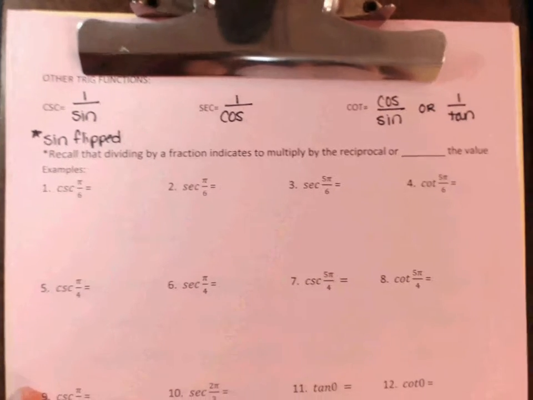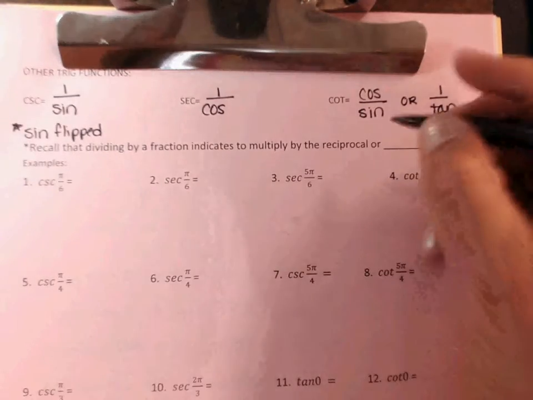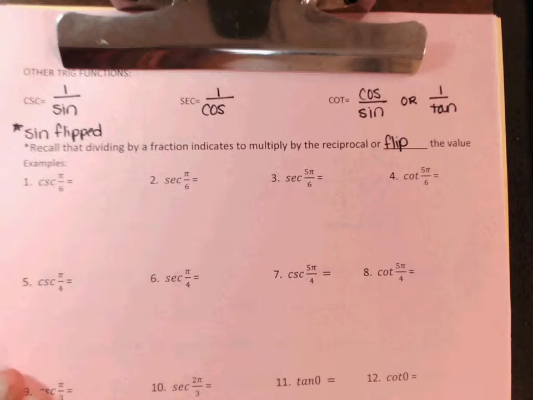As we said earlier, recall that dividing by a fraction means you're going to multiply by the reciprocal, or you're just going to flip the value. So let's look at our first row. Remember in hand trig that your fingers are 0. What comes next? Pi 6? Pi fourths? Pi thirds? Pi halves. Sine is top or bottom? Bottom. And then cosine is on top, yeah?